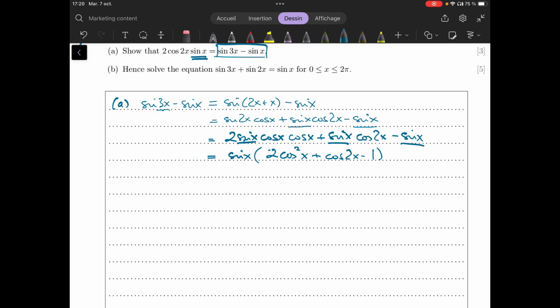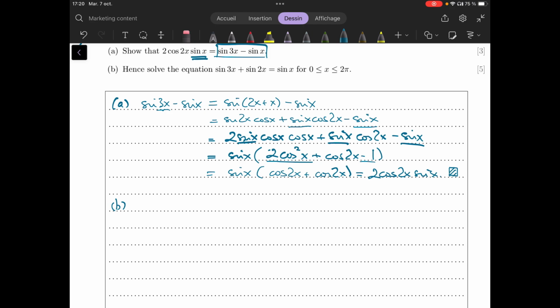This is a show that question. Please take your time and make your reasoning crystal clear. Examiners will be on the lookout for fudging. If any of your steps looks suspicious, you will lose a mark. 2 cos squared minus 1, this is another cos of 2x. And therefore, you have your 2 cos 2x sine of x as requested.